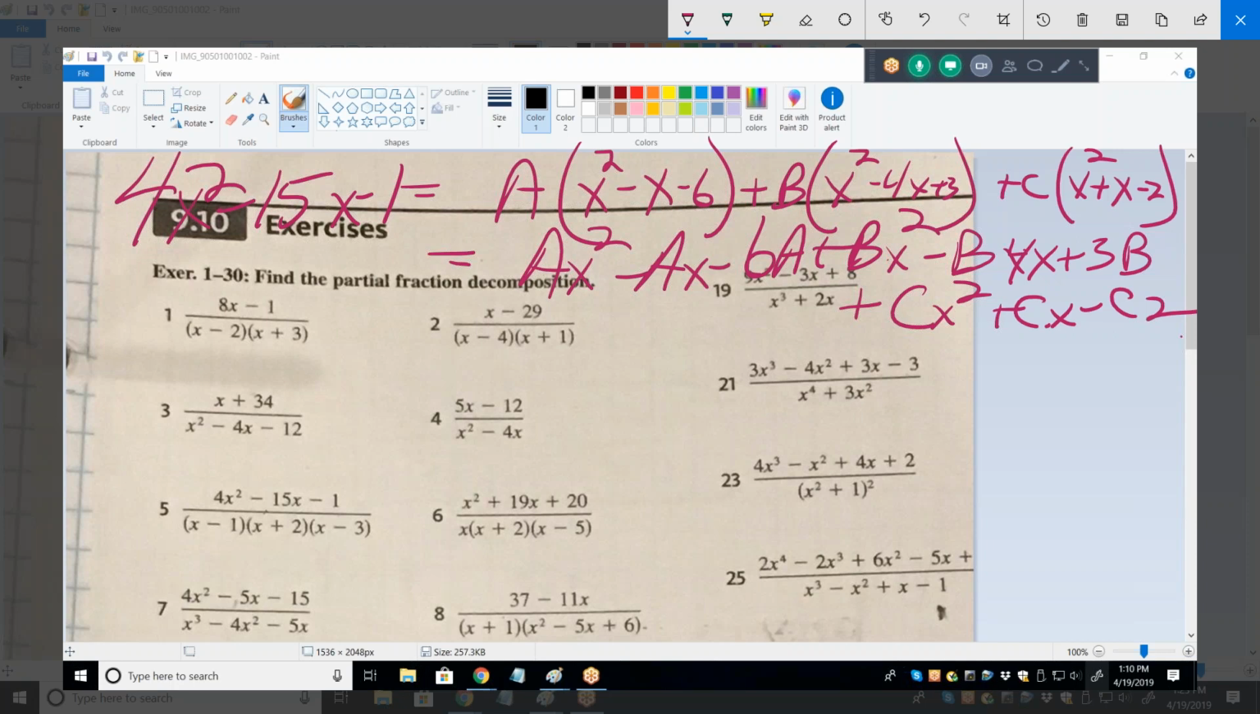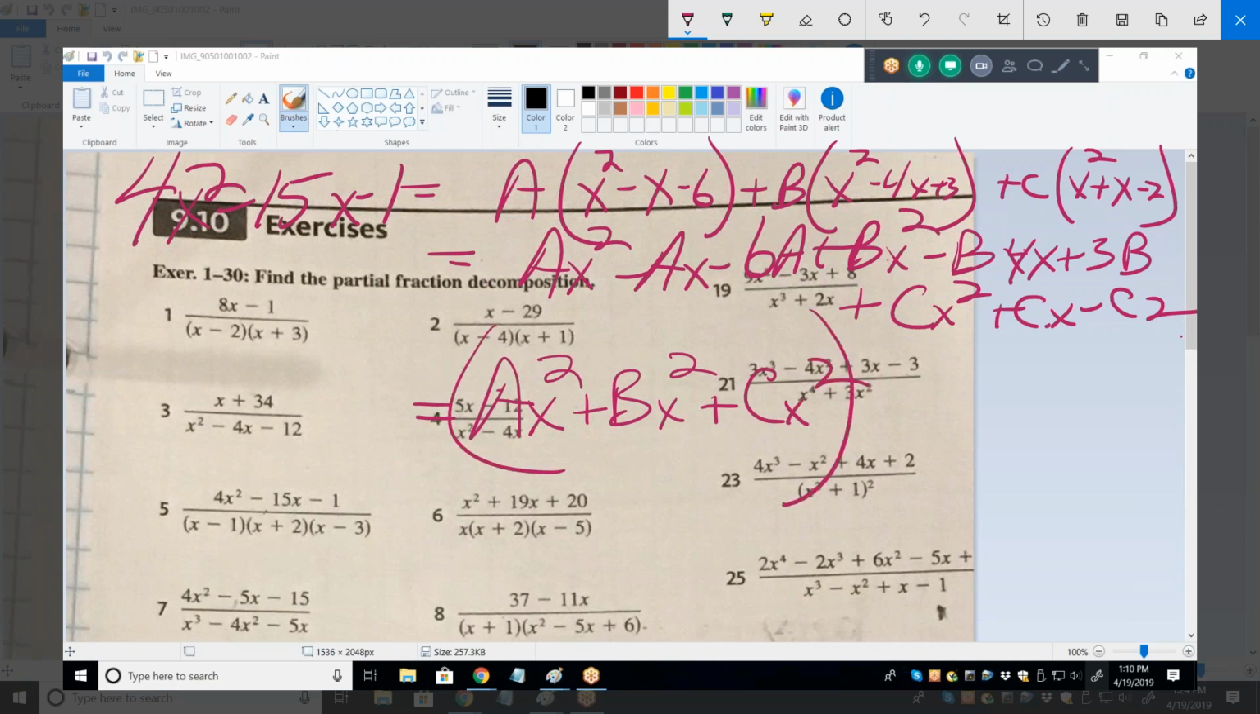Gather all of the x squared terms. What do we have? That's an x squared term. Ax squared plus Bx squared plus Cx squared. Put a parenthesis on that.